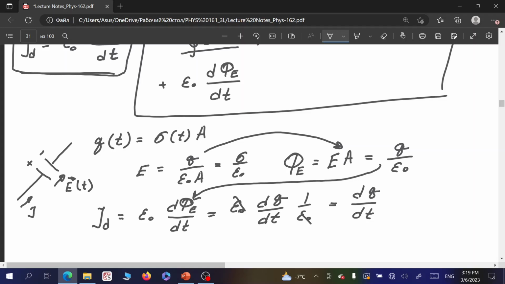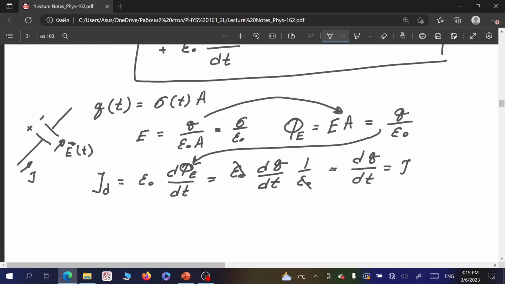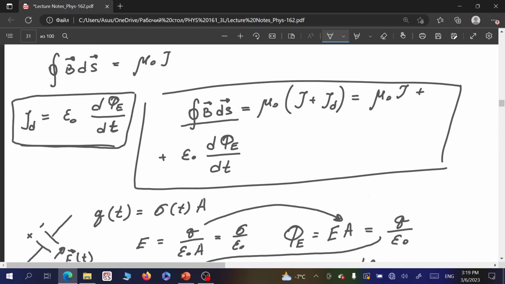And what is this? It's conductivity current which flows through the conductor. So we can write that it is equal to I, and thus we show that displacement current in this example is equal to conductivity current. No matter which one we take, in this case, first term or second term, we get the same value.